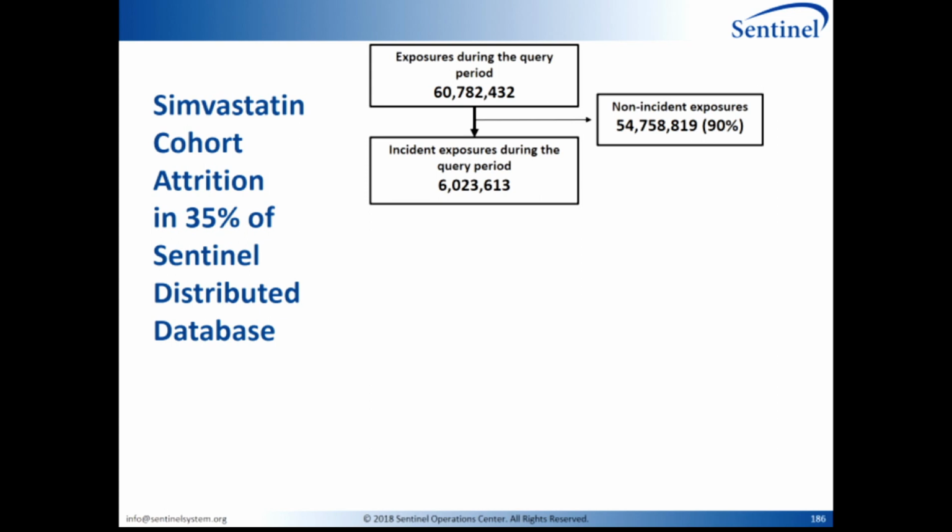So the number of total statin dispensings, regardless of new statin dispensings, was over 60 million in the query period. And then when we implement our new user criteria, we lose about 90% of those dispensings. And the reason is because people should be taking statins continuously. And so you see this large dropout, it's as expected. It's actually as desired, because you want to see people who start on this drug continue to take it. But what that means is that you end up with only 6 million new incident users at that time.